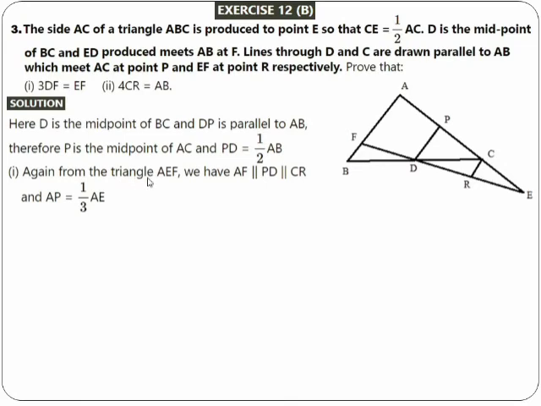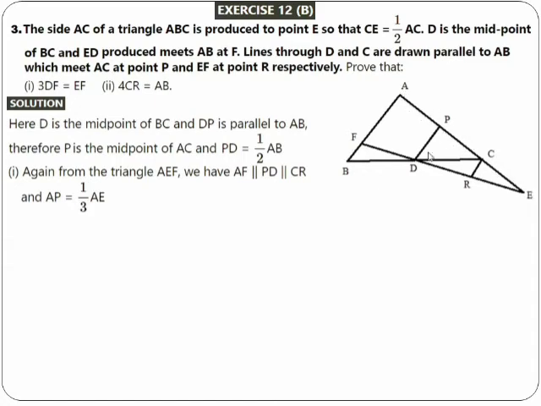Now again from triangle AEF. Let's see where triangle AEF is. AEF is this particular triangle. Now we have AF, right? So AF is this one. AF is parallel to PD and this is parallel to CR. So that's why AP, see here carefully, AP is going to be just one third part of AE.